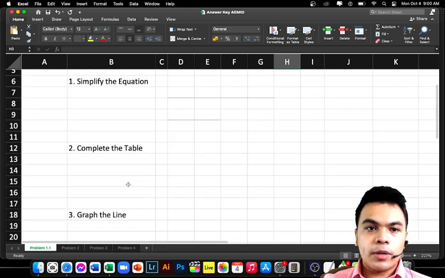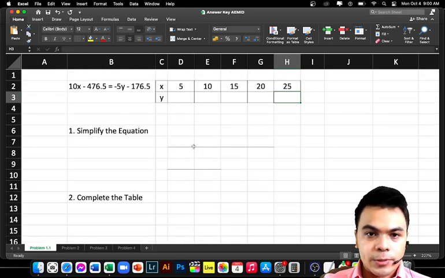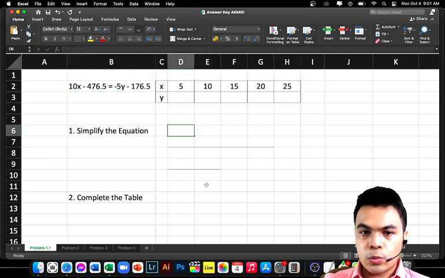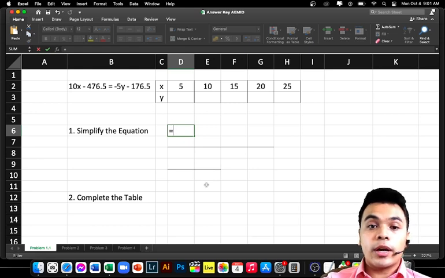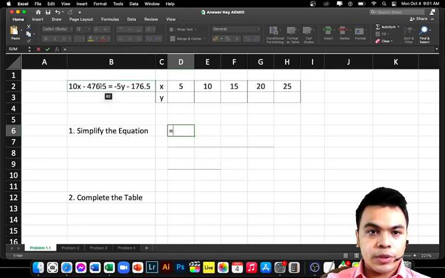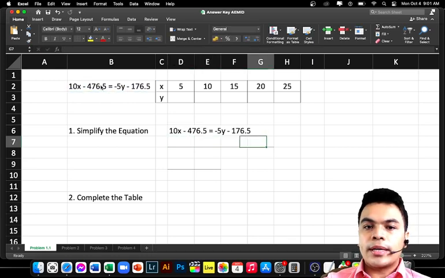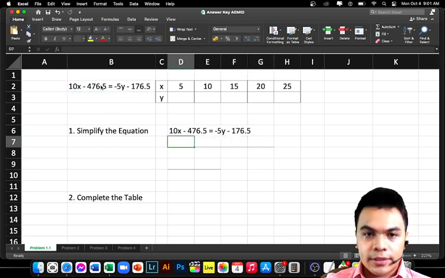So for problem number 1, we have 3 requirements. Simplify the equation, complete the table, then we will graph the line. Starting with this one. Now, let's simplify this equation. Ayan. So why do we need to simplify this equation? Kasi once you compute for the other variable using this equation, medyo madami, masyadong malalaki yung values. So let us simplify it first.